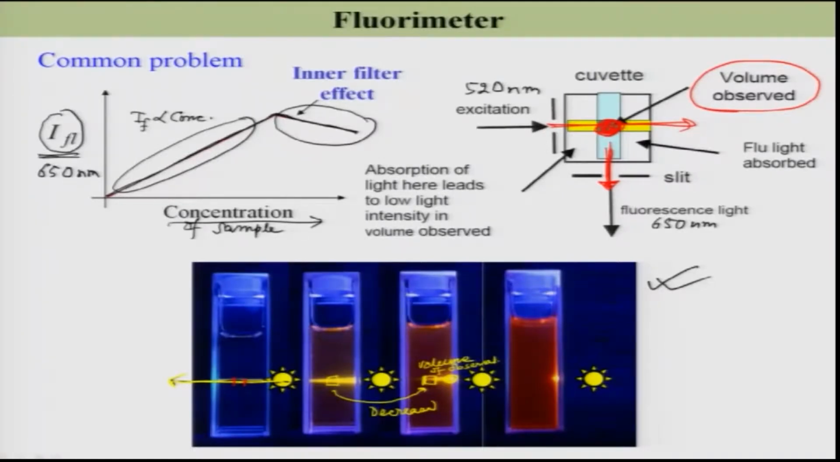It is eaten up by the large quantity of molecules present in the front surface of this sample cell. If you increase more, then this excitation light cannot even penetrate, it just stops over here. So, there is no intensity. Intensity will eventually drop to 0, like this way. So, this is called the front surface absorption.